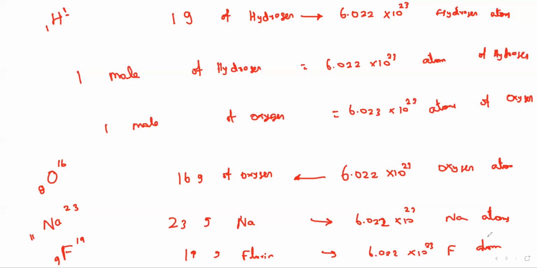So this 6.022 into 10 to the power of 23 atoms is common in all the atoms when you take the mass number in gram. When you take the mass number in gram, you find the same number of atoms in every different element. For example, if you have chlorine, the mass number is 35. If you take 35 gram of chlorine, it is again the same 6.022 into 10 to the power of 23 atoms of chlorine.